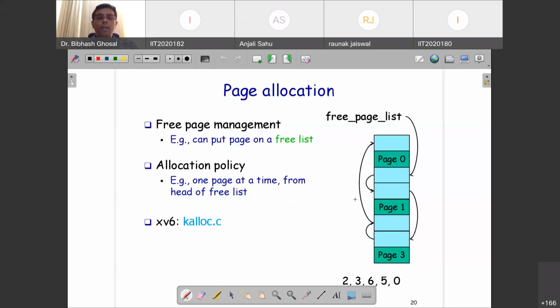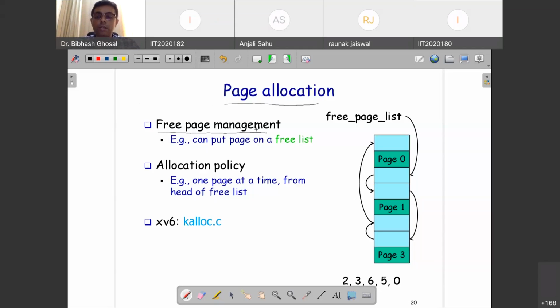Okay. Now comes the page allocation. So we understand that paging is a method of managing the memory and how efficiently memory gets managed. Now the concept is how the pages are allocated. The page allocation is done, or we can say free page management.